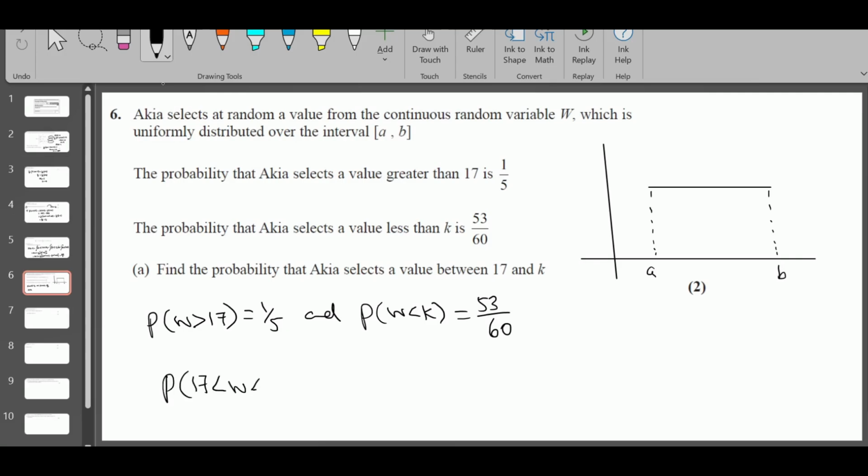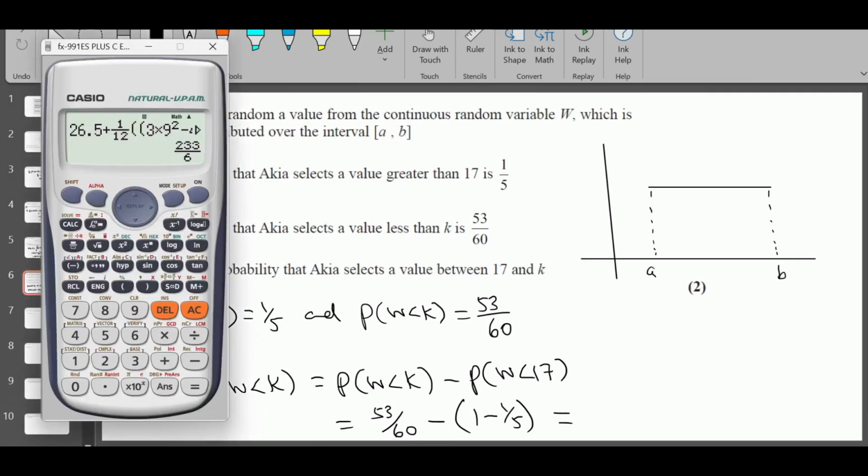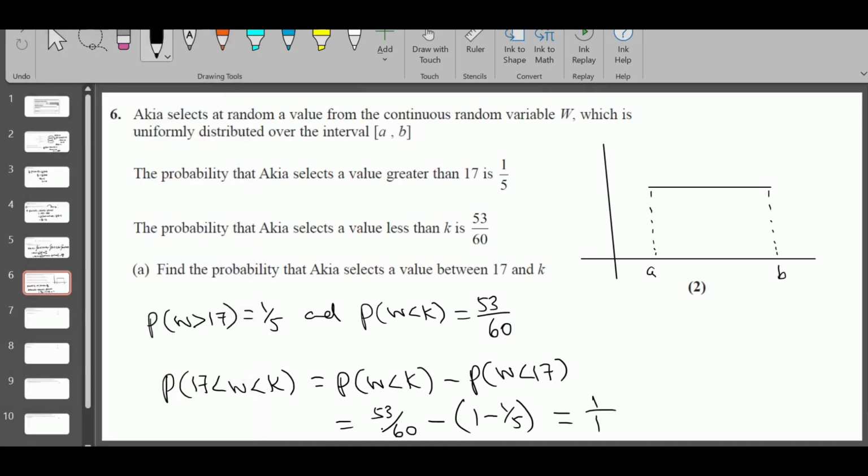Part A, find the probability that Akia selects a value between 17 and K. You can split it and write it as P of W less than K minus P of W less than 17. W less than K is this, 53 over 60, minus. This is W greater than 17, but we need less than, so we put it as 1 minus, because that's just a complement of W less than 17, right? Just calculate this. 53 over 60 minus 1 plus 1 over 5. So it's just 1 over 12.